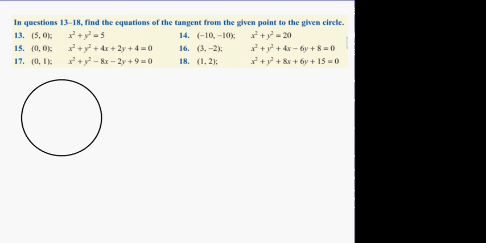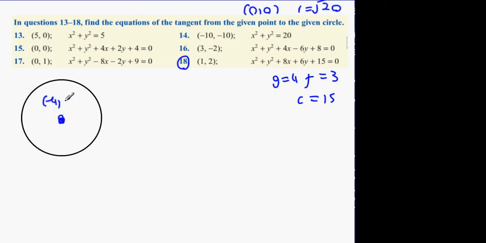Now, what we have here, guys, is we're going to look at number 18. Now, with number 14, the centre is 0, 0. That's the only deal with 14. And the radius of 14 is the square root of 20. You happy enough with that? Once you have that information, it works exactly the same as 18. In 18, I'm going to get 2g x equals 8x, g equals 4, f equals 3, the c value of the circle is 15. That makes the centre of the circle minus 4, minus 3.